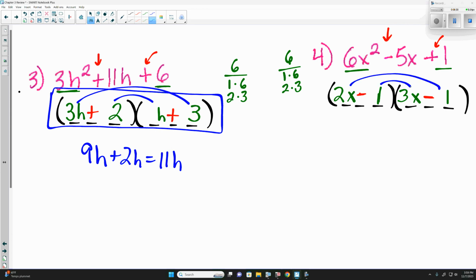So we'll distribute these here. 2x times negative 1, negative 2x. Negative 1 times 3x is negative 3x. Negative 2x minus 3x is negative 5x, which is the middle term we wanted. So these are the factors here.